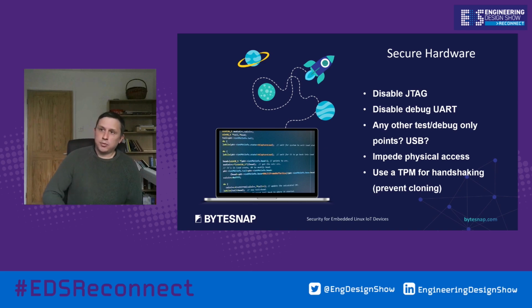Any other test debug points, yeah, disable them if they're not used. An unused USB that's only used for test or debug or programming, disable those. If there's anything you can do to impede physical access to the device, make sure you do that. That can help to some degree. Obviously, it's not going to keep an attacker away forever, but it can help. And you can use something like a TPM, which we're going to talk about in the next section.